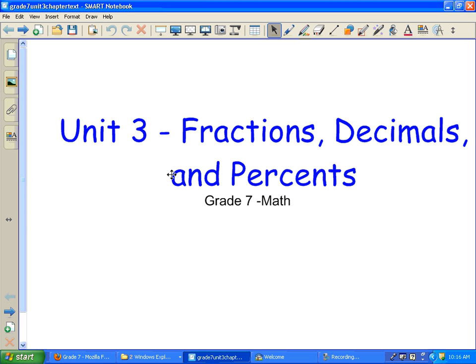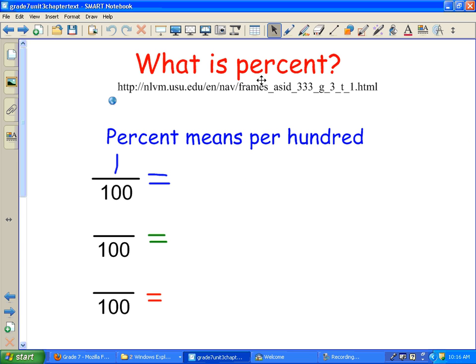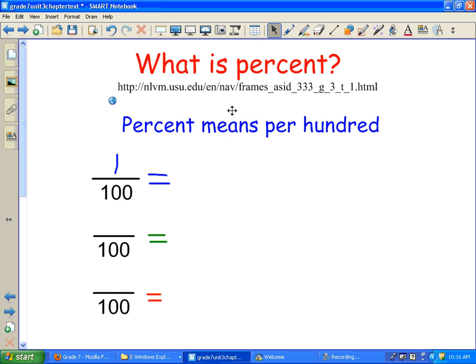Unit 3, Grade 7, Fractions, Decimals, and Percents. First of all, we got to know what a percent actually means. And percent is very simple. Percent means per 100 or out of 100.